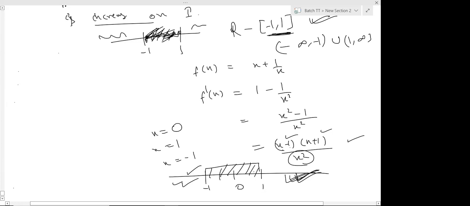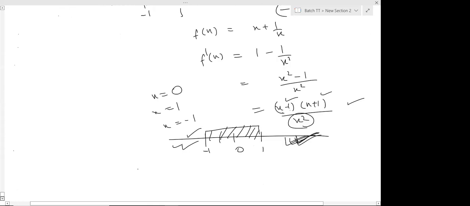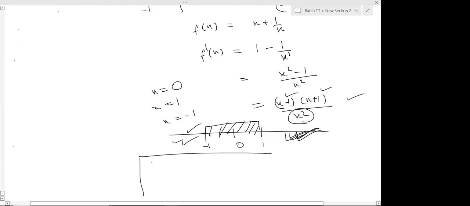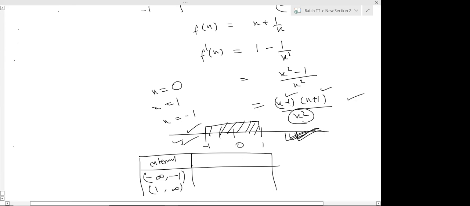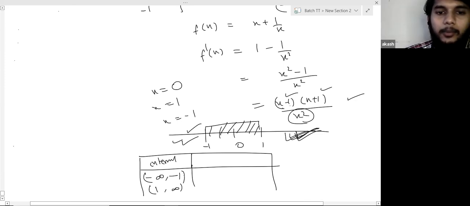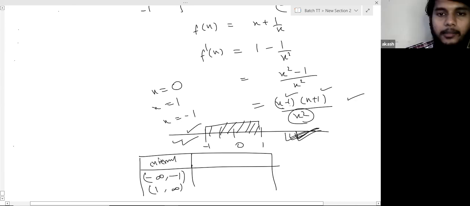So no need to make a table and all? You can make a table. If we take any value between 1 and infinity, like 3, it would be positive. So you can create a table: minus infinity to minus 1, and 1 to infinity. 1 should be in open bracket and infinity should be in closed bracket, right? No, we can never include infinity. Nobody knows what infinity is.